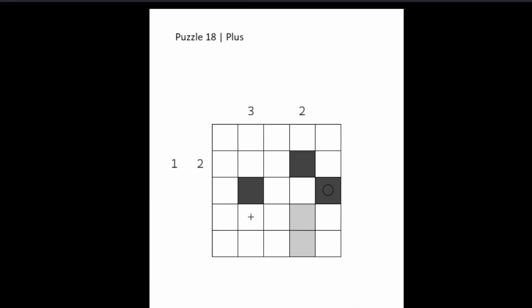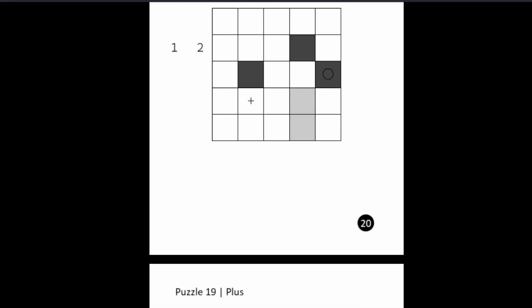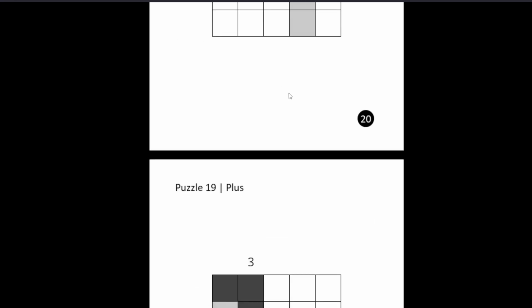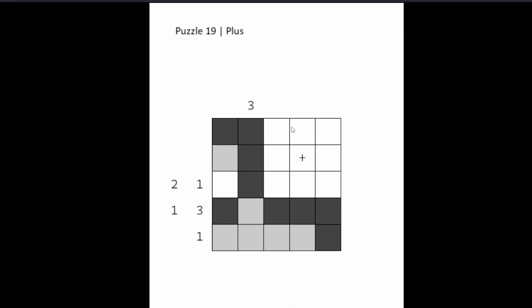Okay, we have a plus sign here. I guess that's a good place to experiment. Okay. Okay, what can I deduce about this puzzle here? Because it's like the only puzzle we haven't just about solved.